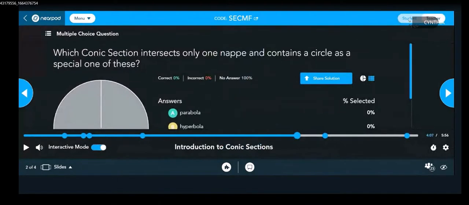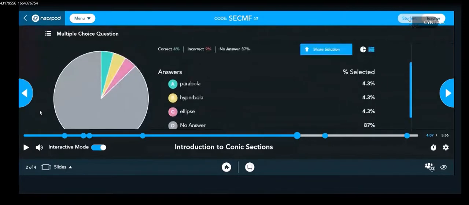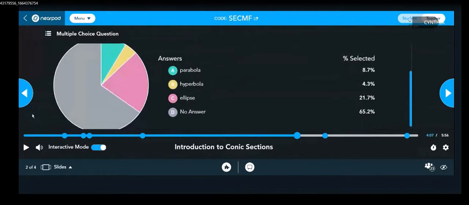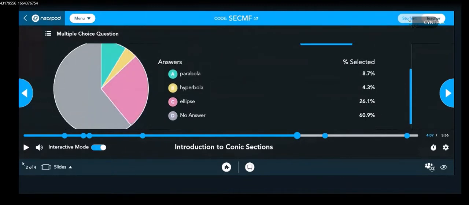All right, now there was a lot in there, but again, if you preload that vocabulary before you come to class, which is a weekly requirement, then this is a review, okay? But do your best, if that was going a little too fast for you, to answer, please. Which conic section intersects only one nap and contains a circle as a special one of these? So there's a couple of hints in here. If you think back to geometry in high school or geometry in middle school, it mentioned this several times.